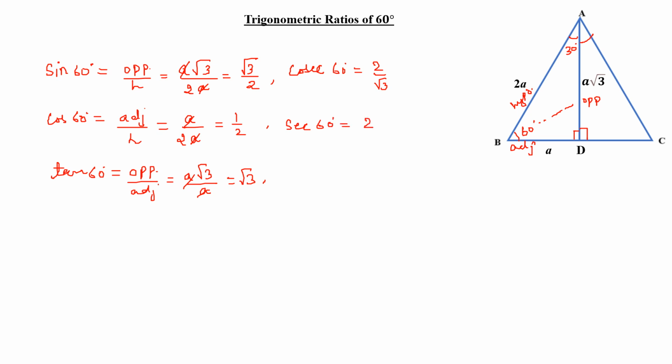So it is 2. And cot 60 degree is the reciprocal of tan 60 degree. So reciprocal of root 3. Root 3 means it is root 3 by 1. So reciprocal is 1 by root 3. So I have arranged everything in the table form.